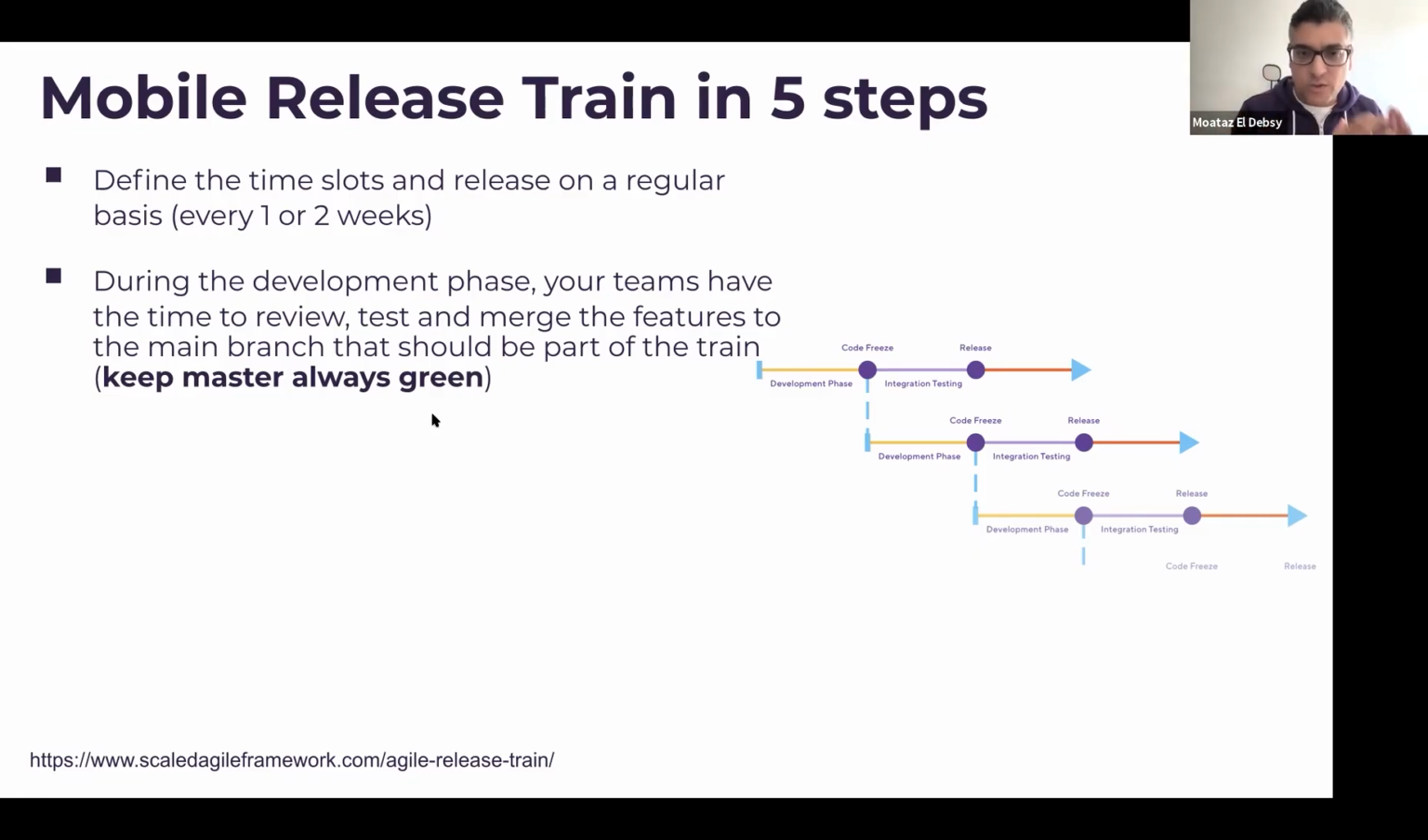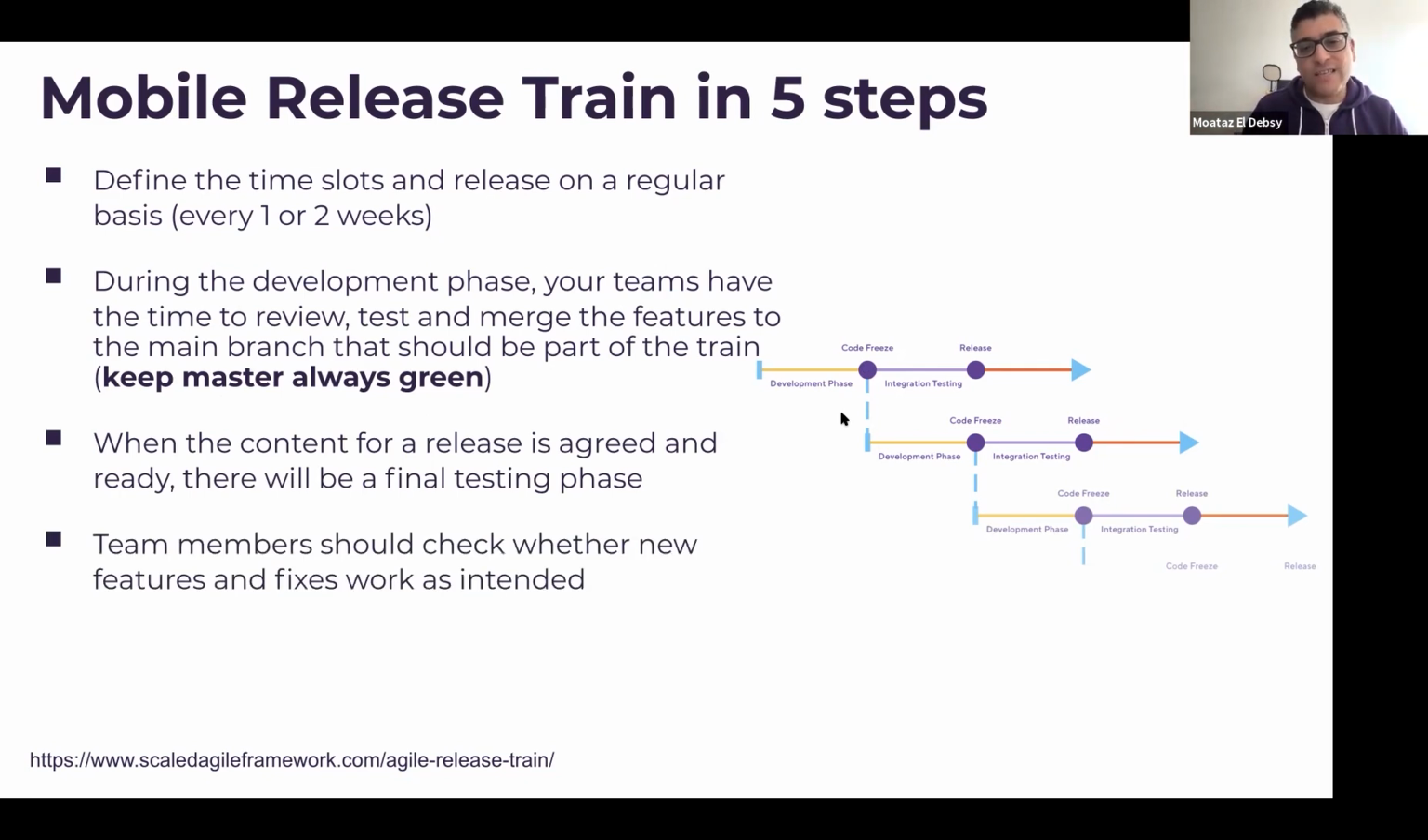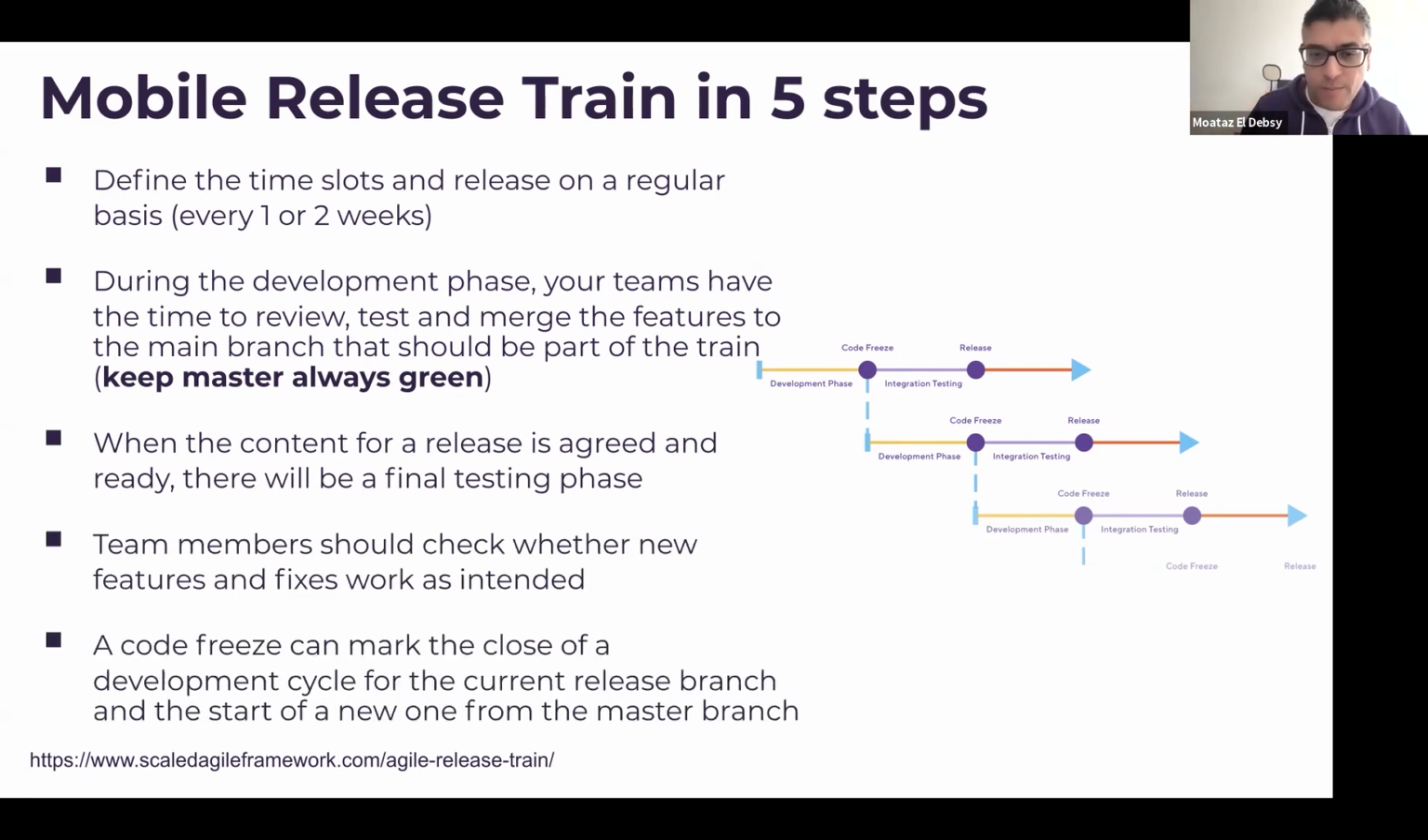We always need our master to be green, because in the development phase, we always need to test, develop, deploy, and review our code. When the content of the release is agreed and ready, there will be a final testing round, for example integration tests, end-to-end tests, or exploratory testing from our QA engineers. And after that, the team members check that everything is working correctly. Then the code freeze is marked as the close of the cycle. We have already decided which features will be released in this release, and if anything is not ready, we will take it in the next 2 weeks.